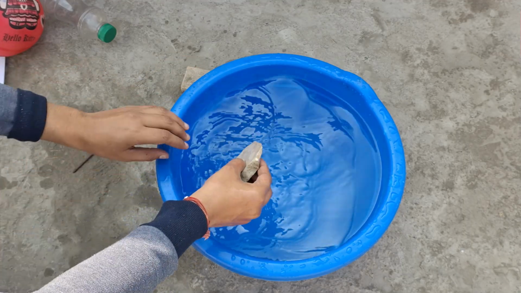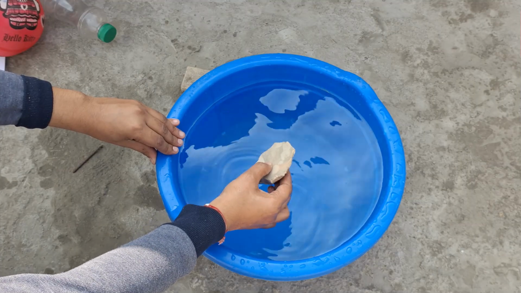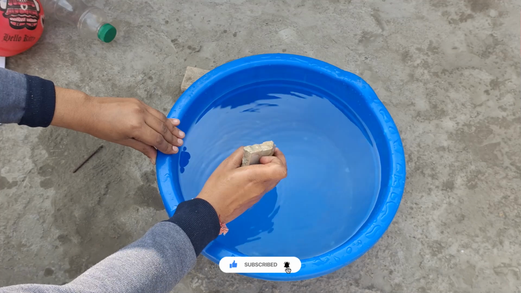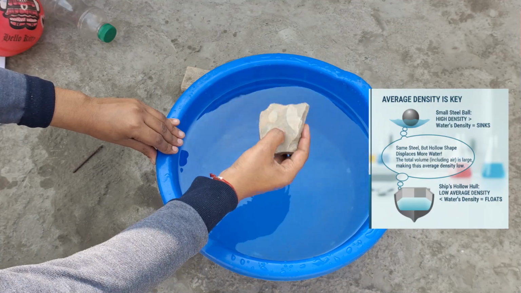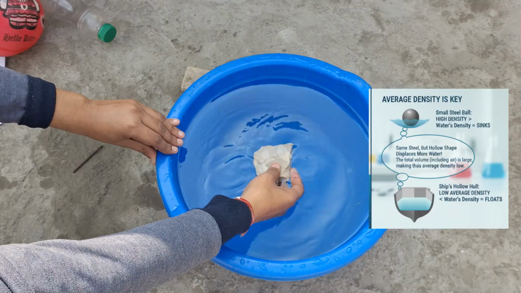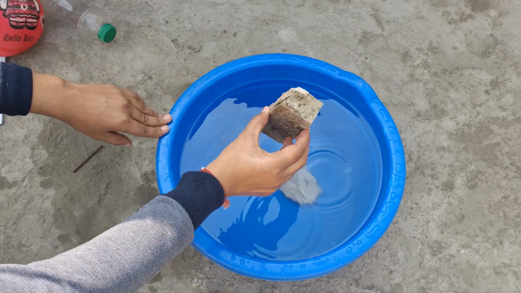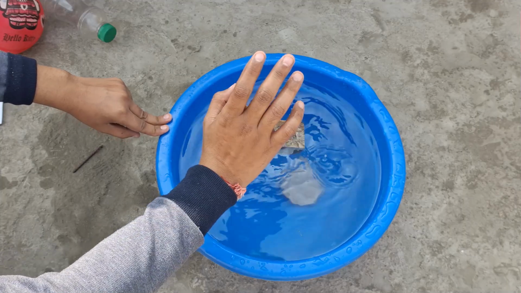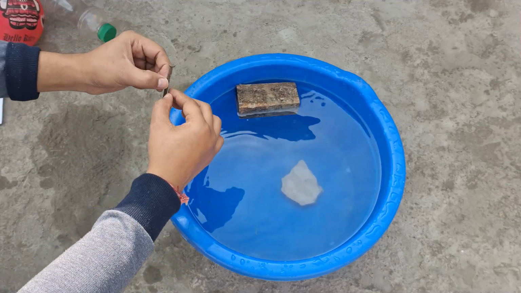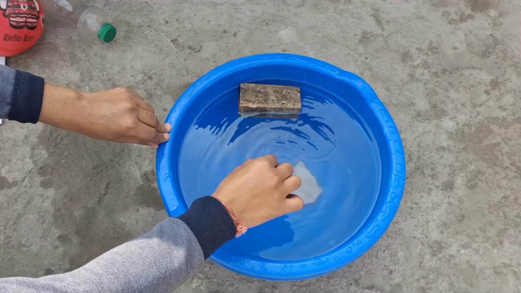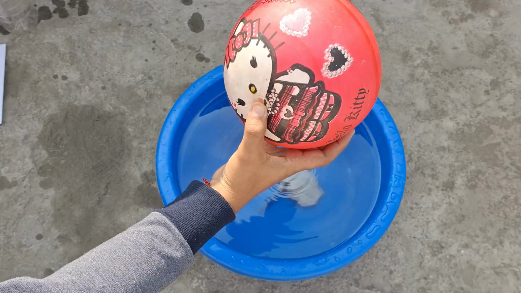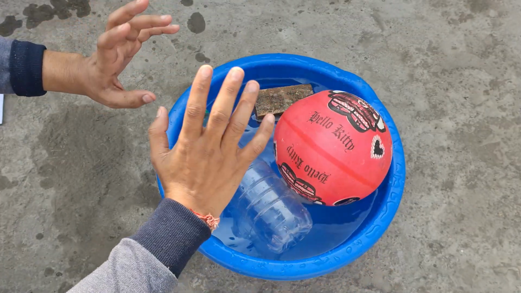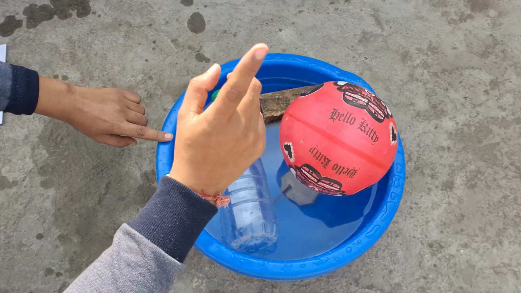Because an object floats or sinks because of density, how tightly packed its particles are. If an object is denser than water, then it will sink, right? This is your wooden block. It is less dense than water, so it will float. This is your iron nail, it will sink. This is your air-filled balloon, it will float. The water bottle, it will float. And the reason behind it is simple: buoyancy and density.